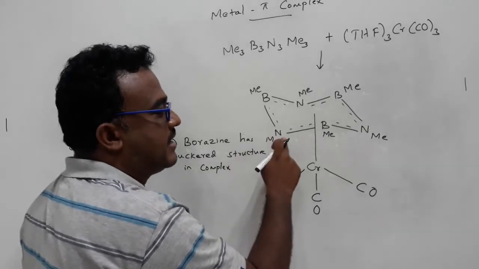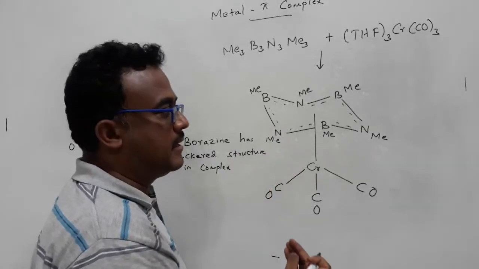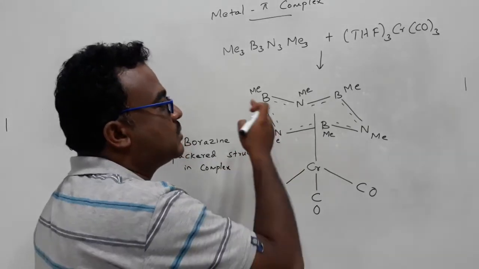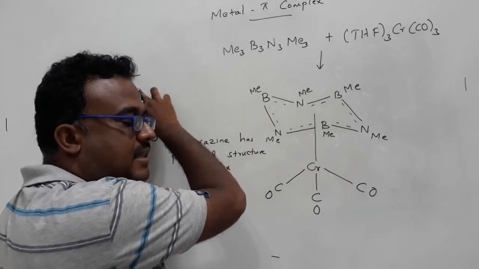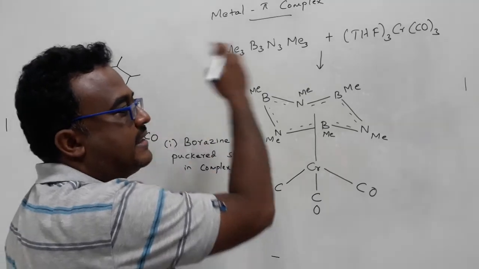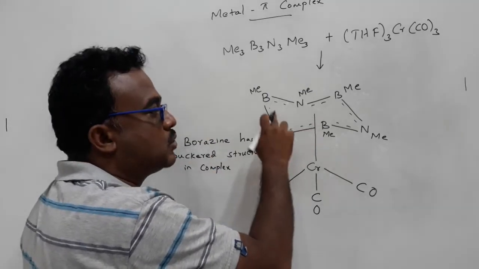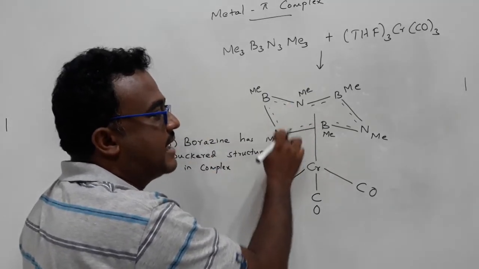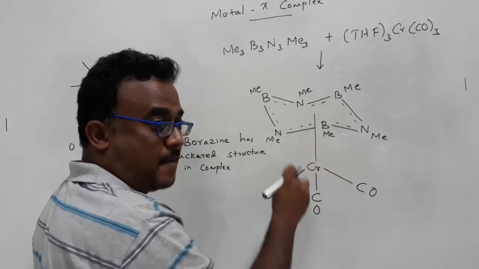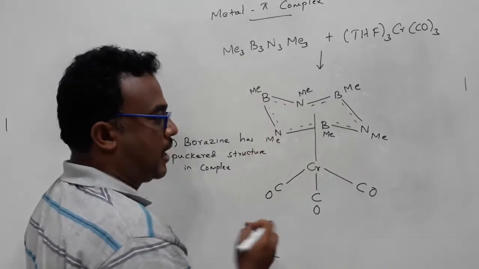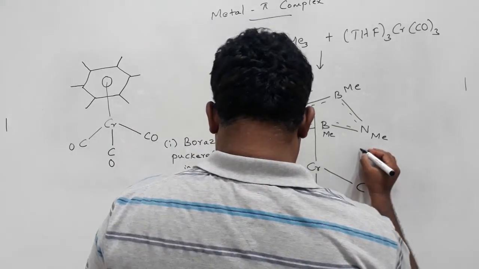Because boron and nitrogen have two different atomic radii, and also hexamethylbenzene has more aromatic character than this one. Also, the electron density of nitrogen is higher than boron, so nitrogen with chromium can form a stronger bond than boron. You can see the bond distance.